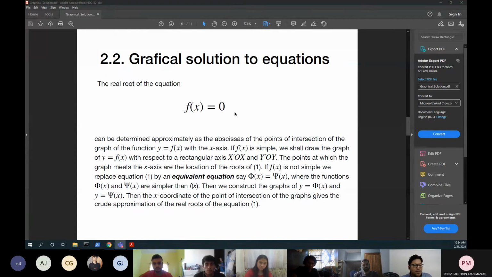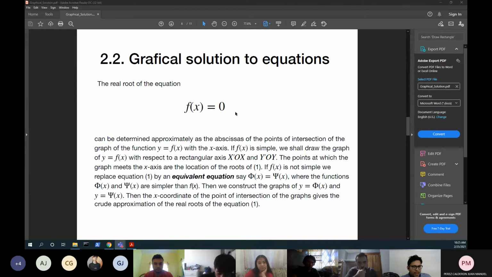So let's start with the first method. This is officially the first method we're using to compute the roots of the equation. Again, we are assuming that we have a function f(x) equal to 0, and the real root can be determined approximately at the abscissa of the point of intersection of the graph of the function y equal to f(x) with the x-axis. I already told you that the solution is where the function meets, or intersects, the x-axis.